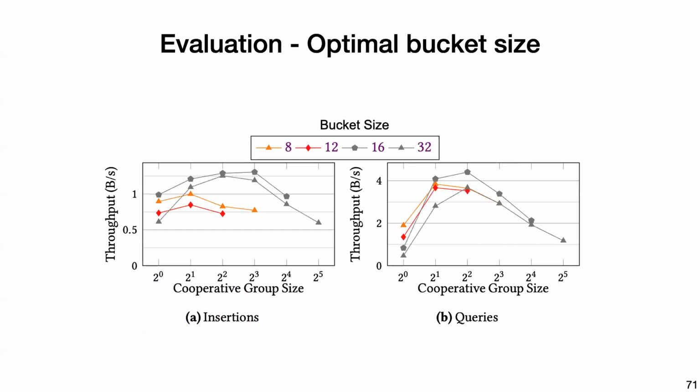I guess they did this testing. This is the cooperative group size. It's just a full warp, I think. The y-axis is throughput, up is good. They test insertions and queries, and they experiment with the bucket size, up to 32. And you can see that the best one is here. The bucket size is 16, and the cooperative group size is like 8. And then for queries, the best one is even smaller.